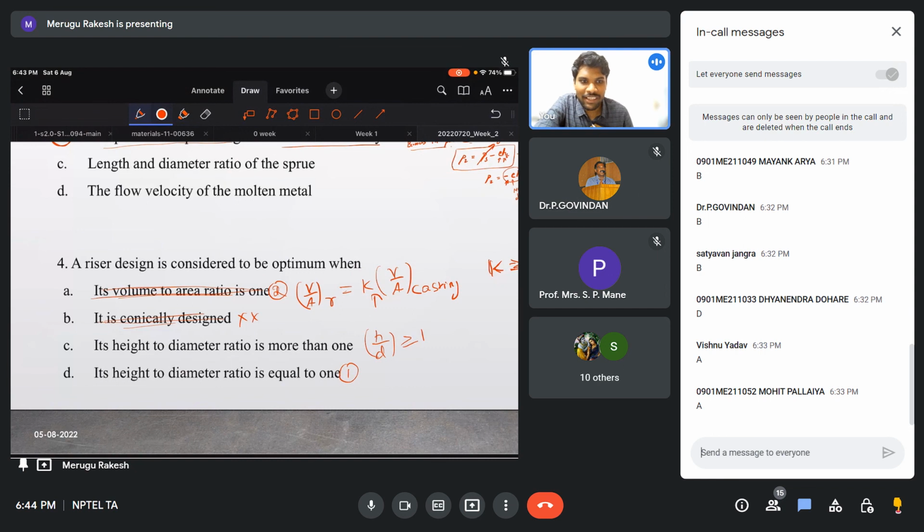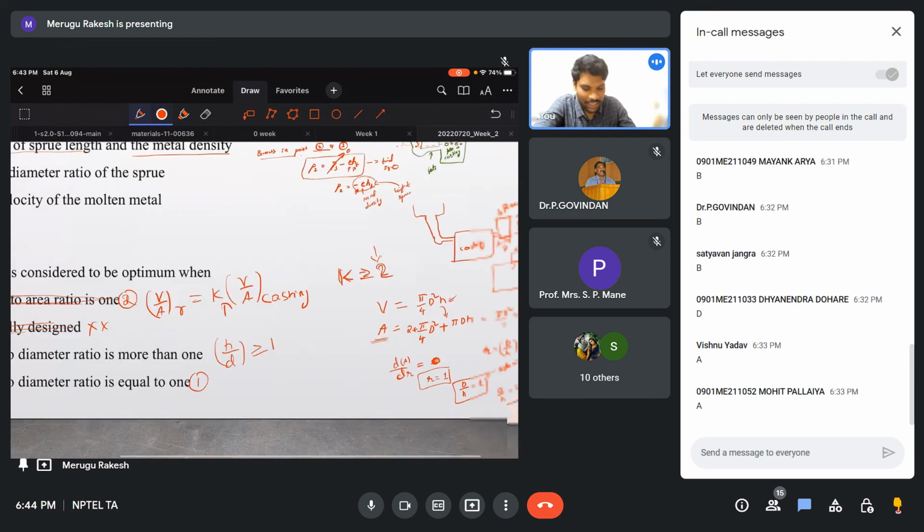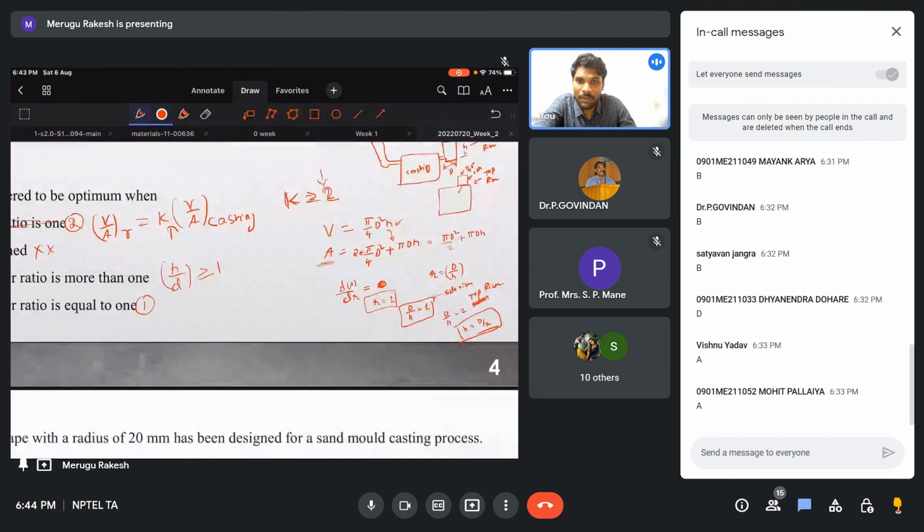I don't think everyone is clear on this concept. Someone might be clear, someone got confused. Earlier they were clear, but they got confused, I think. So we have two types of risers. The concept is the same. We take the volume and the area, and we minimize the area so that we get the ratio.